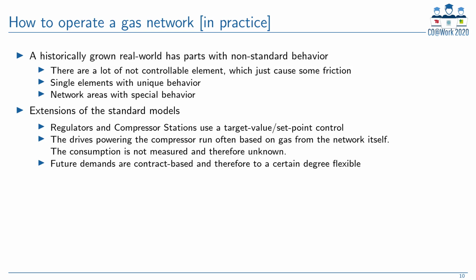As a last point, the demands for the future are based on contracts that the network operator sells to transport customers. Some of these contracts include the possibility to interrupt the gas delivery, which the network operator can use in severe network situations. Therefore, changing the demands is another control option that exists in reality.